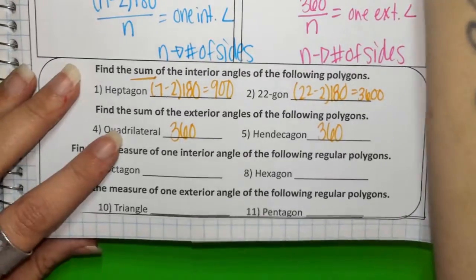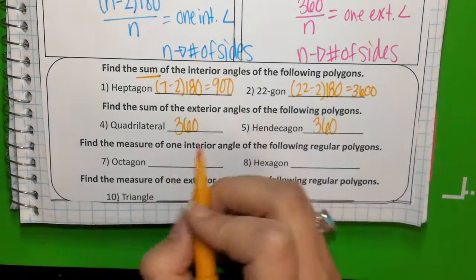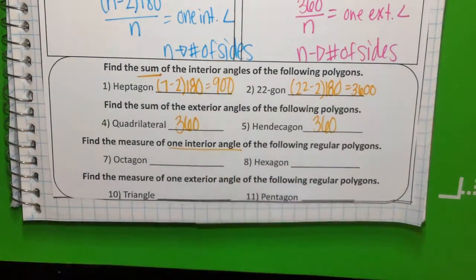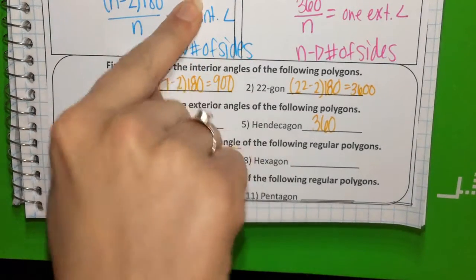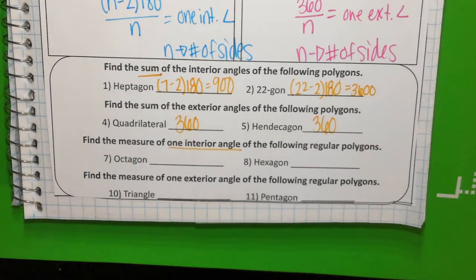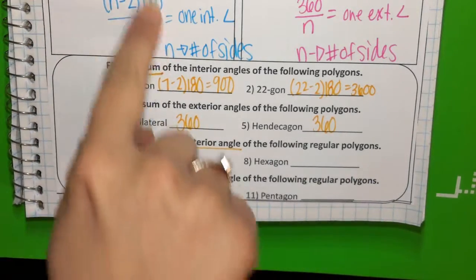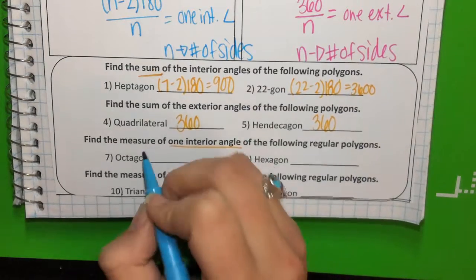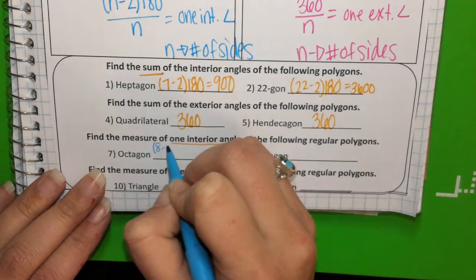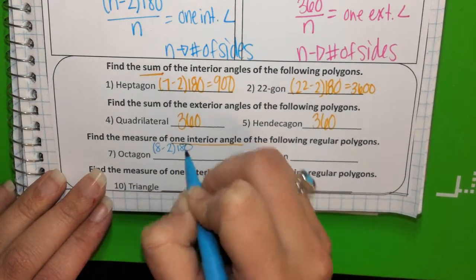All right, now if I asked you to find the measure of one interior angle, are you going to use the formula that says the measure of one interior angle or the one that says sum? One interior angle. So I want you to figure it out for this one. Figure out what an octagon is and work out that problem. An octagon has 8.